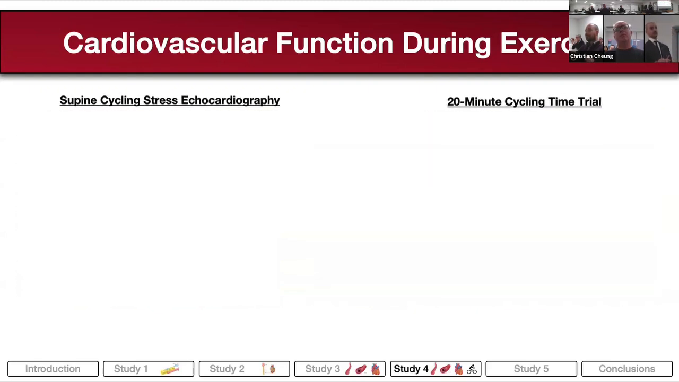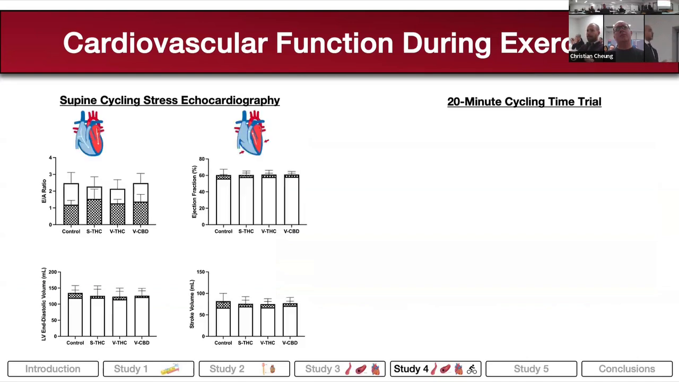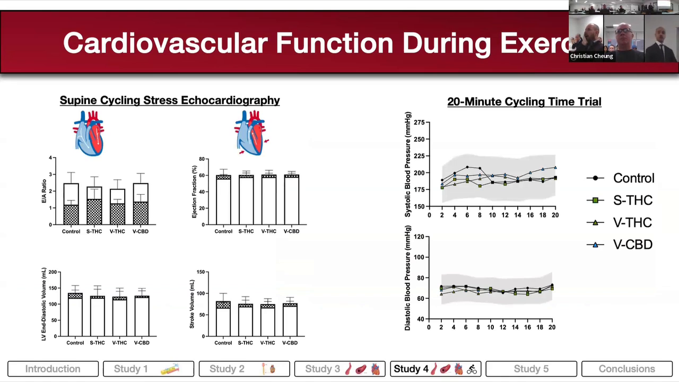Now, diving into our results here, what we saw was that when we looked at both diastolic function of the heart and systolic function of the heart during exercise, the change from rest to exercise was not different in any particular condition, which in the figures here is indicated by the stippled bars, which represent the exercise response, generally looking the same across all our different conditions. Likewise, when we plot blood pressure throughout the 20-minute time trial, we see that there's generally no effect of any cannabis conditions on this blood pressure response.